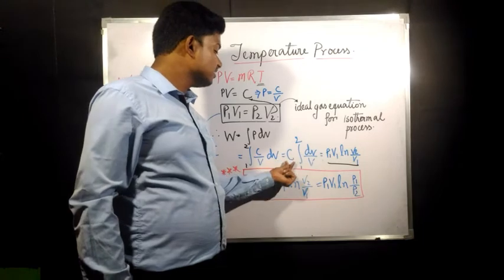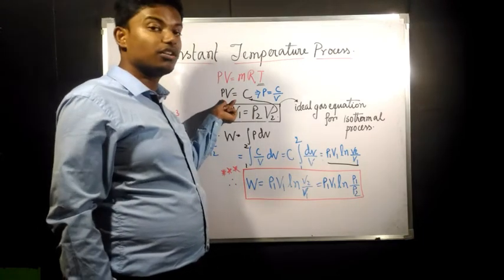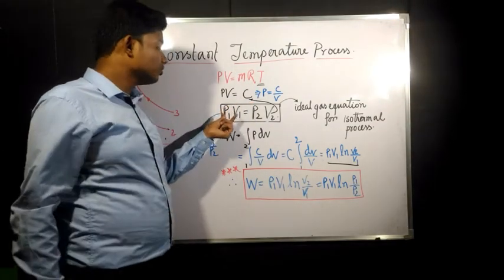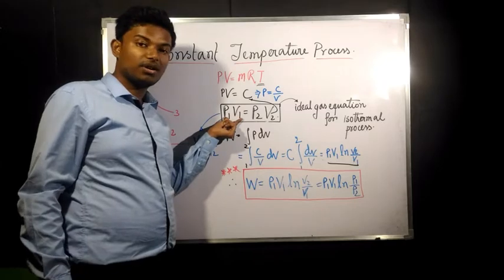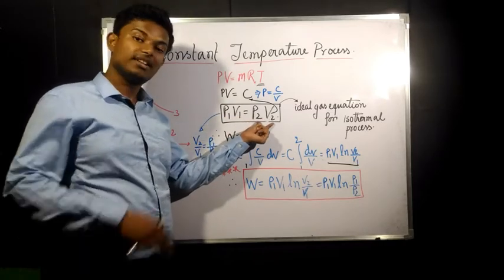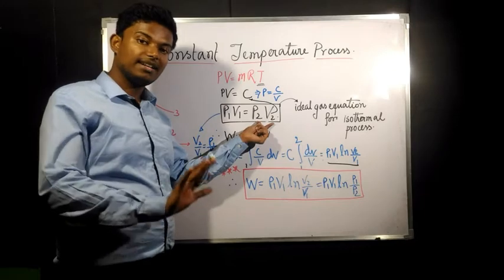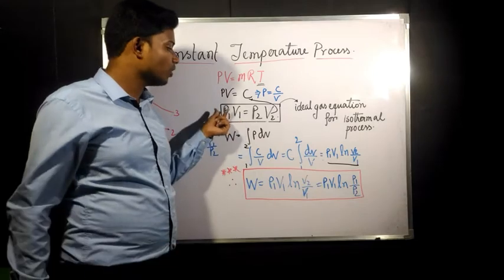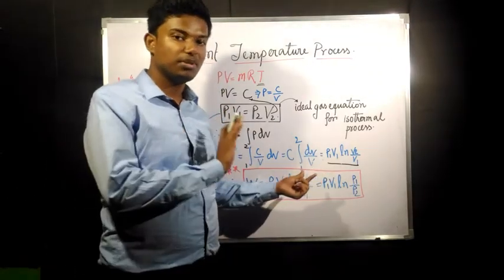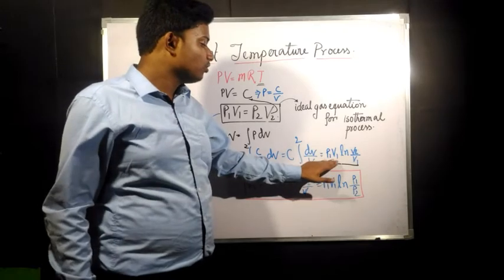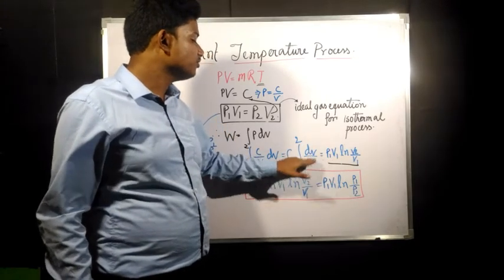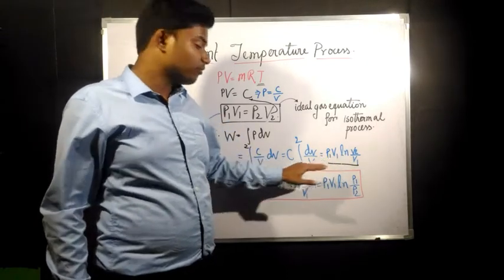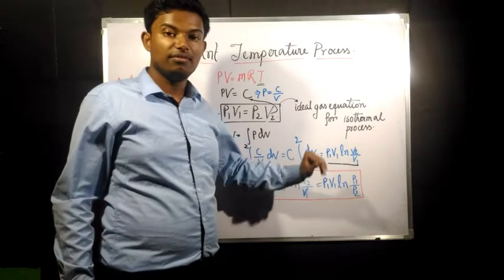Since the product of pressure and volume is constant at any state, we can take either pressure 1 into volume 1 at state 1, or P2 into V2 at state 2. We can write anything in place of C. I am writing P1 V1 as the value of the constant; you can also write P2 V2, it is your wish. Now if we integrate dV by V, this is going to give us the natural log of V, from state 1 to state 2, which is ln of V2 by V1.